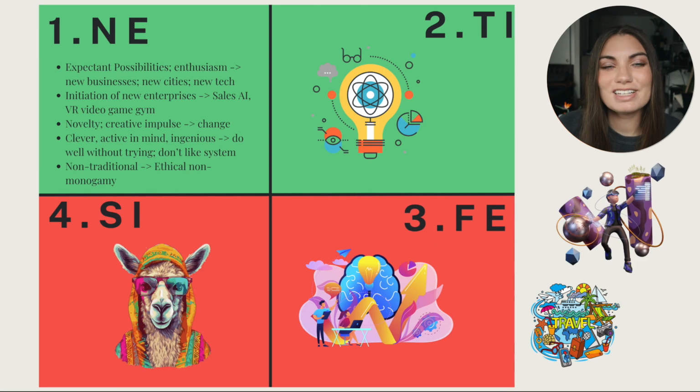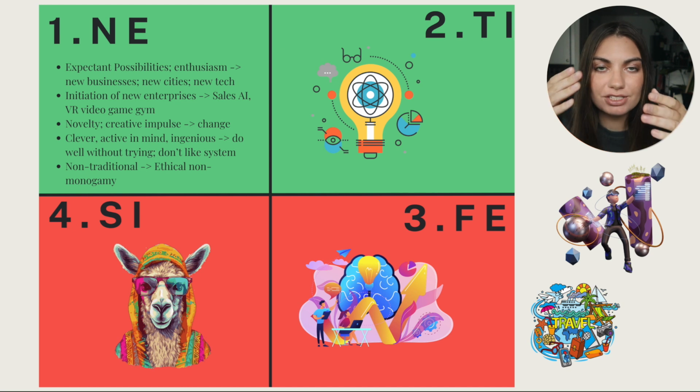So your first cognitive function is extraverted intuition, abbreviated Ne. Extrovert means to turn outward: vert means to turn, extra means outward.